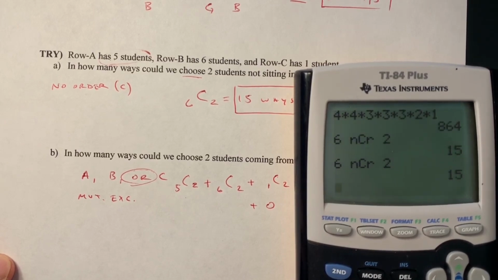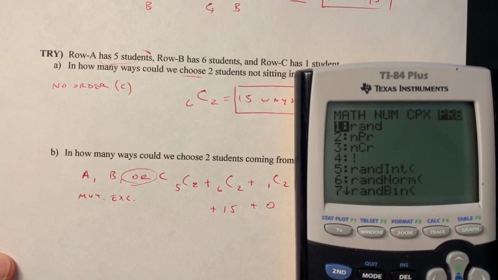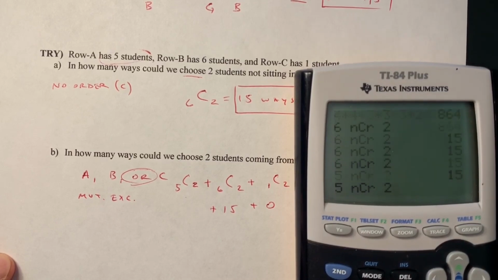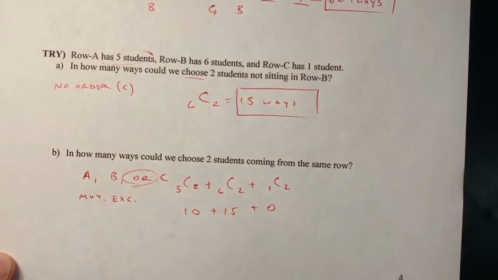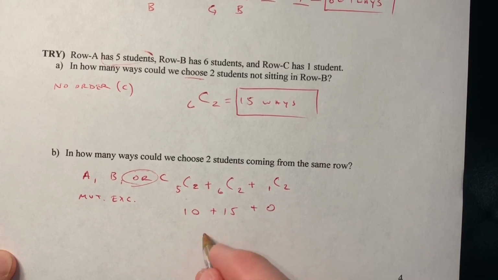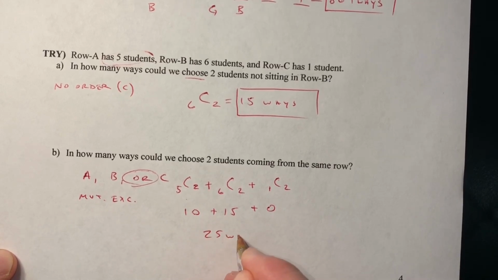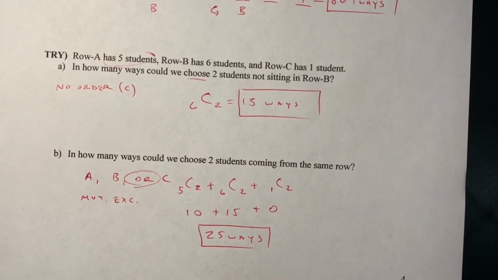Okay, 6C2 is 15, which I already had in my calculator right there. And 5C2 is 10. So there's 10 ways to choose these students from row A, 15 from row B, 0 from row C. 10 plus 15 plus 0 is 25. There are 25 ways to choose 2 students who are going to come from the same row.